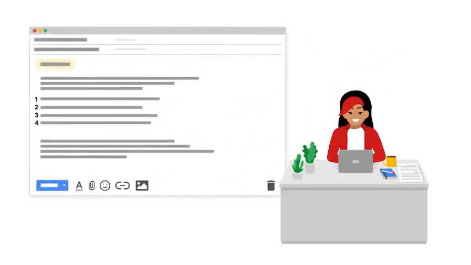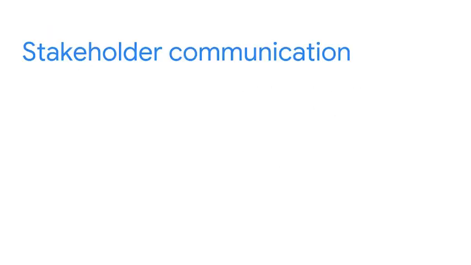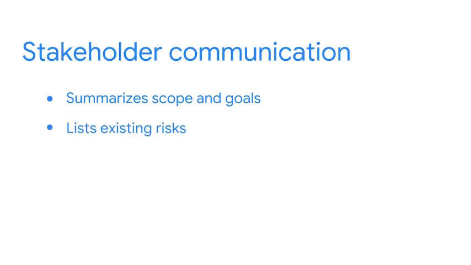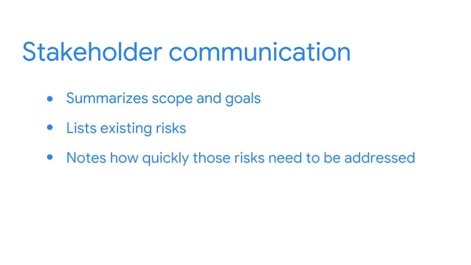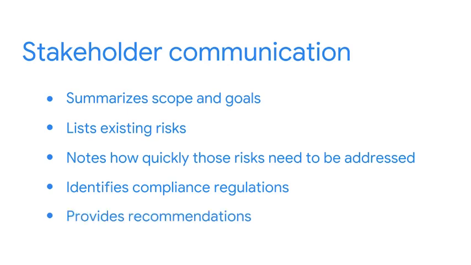The final common element of an internal security audit is communication. Once the internal security audit is complete, results and recommendations need to be communicated to stakeholders. In general, this type of communication summarizes the scope and goals of the audit. Then, it lists existing risks and notes how quickly those risks need to be addressed. Additionally, it identifies compliance regulations the organization needs to adhere to and provides recommendations for improving the organization's security posture.